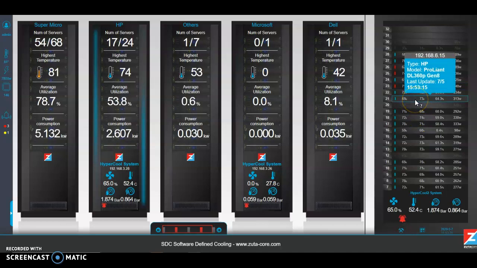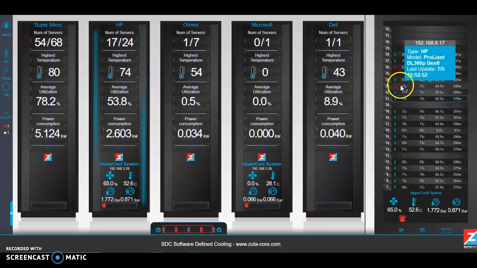I can see that this server here is a HP DL360P Gen 8. I can see that the two CPUs now are about 70 degrees Celsius. I can see the utilization is about 60%, and the total power consumption of this server is 310 watts. Up here I can see a server that actually is not connected, and I can see the red mark here marking there is an error in this server.